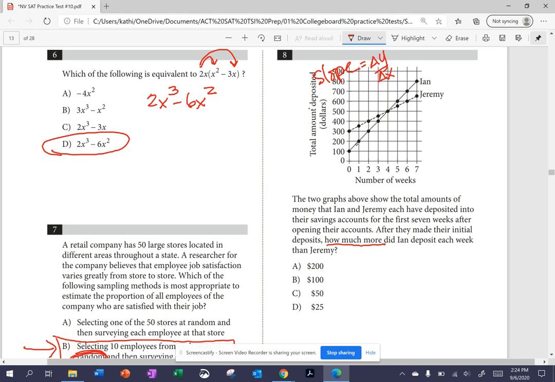So for Ian, the change in y, I'm going to use this right here, which is going to be 100, by the change in x, which is 1. So the slope is 100. And for Jeremy, the change in y is going to be 50 divided by the change in x, which is 1, which is 50. So it's asking me what's the difference, how much more. So 100 minus 50 is 50. Make sure you answer the question.